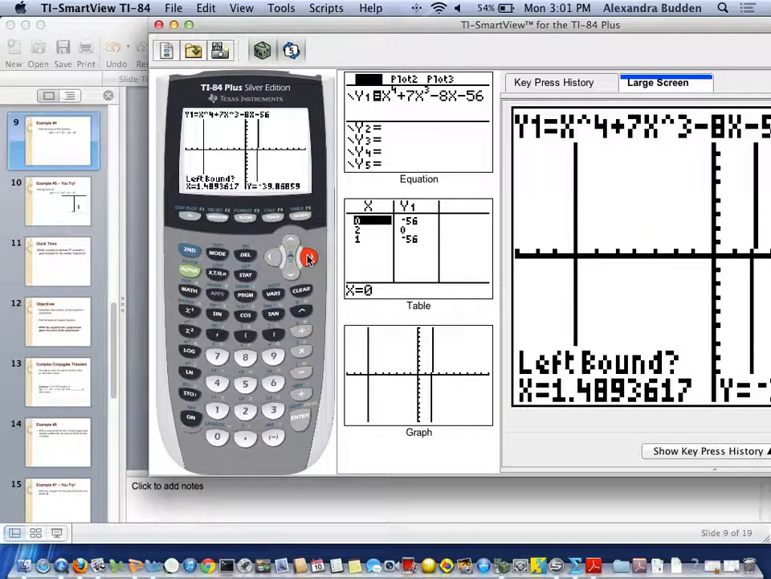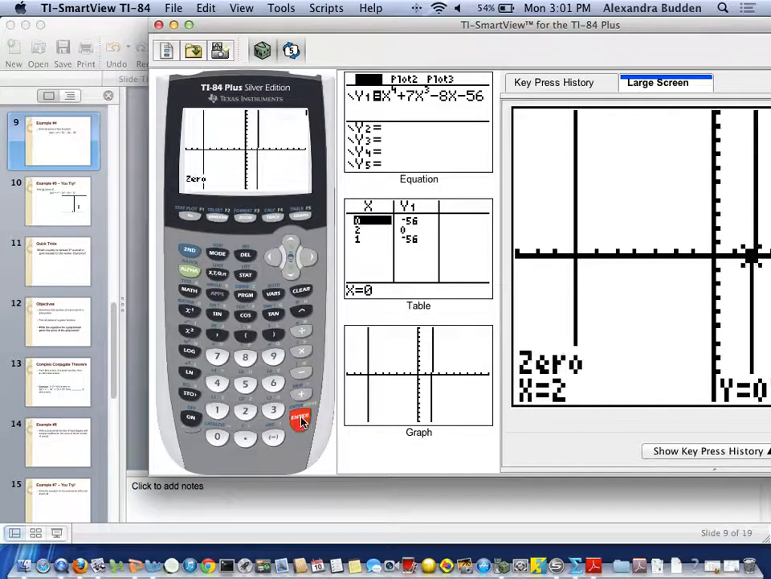All right, my calculator goes a little slower than yours does. Okay, so I see right that point down there. Left bound is going to be above the axis. Sorry, that's my left bound. So my left bound is below, actually. Hit enter. Now if I go right, my point goes up, so that's my right bound. Hit enter. Hit enter one more time.